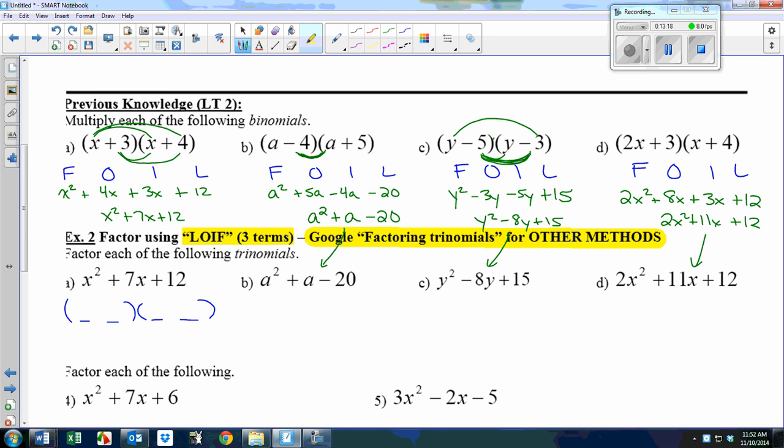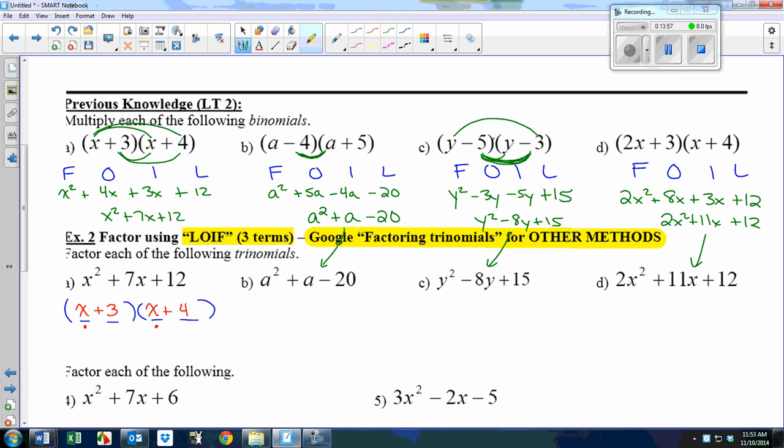Thinking backwards, what would go in the spot here and here, the first spot to make an x squared? X and x. The two numbers that are left, the missing blanks there, those are L's. What makes a 12 when you multiply them? 1 and 12, 2 and 6, 3 and 4. Which of those sets of numbers will make a 7 in the middle when you add them? A 3 and a 4. So a positive 3 and a positive 4. Notice that's exactly what we just multiplied in part A.